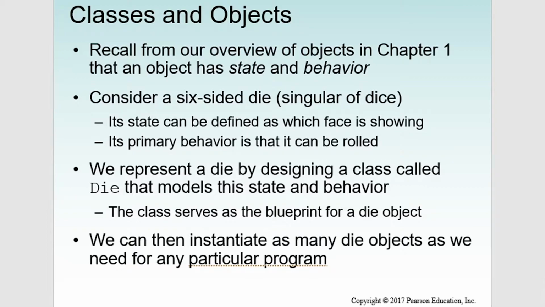Recall from our overview of objects in Chapter 1 that an object has a state and a behavior. Consider a six-sided die, singular for dice. Its state can be defined as which face is showing. Its primary behavior is that it can be rolled. We represent a die by designing a class called Die that models this state and behavior. The class serves as a blueprint for the die object. We can then instantiate as many die objects as we need for any particular program.